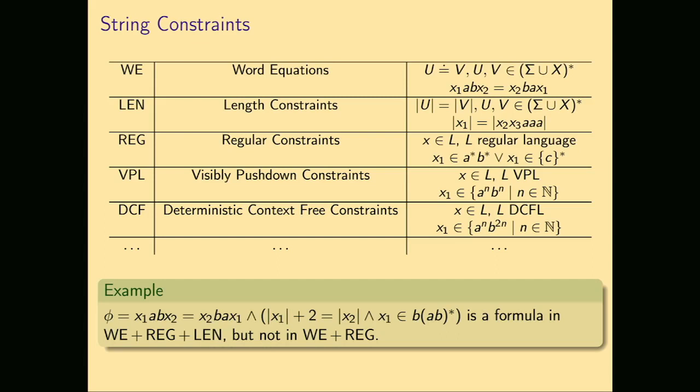For instance, here you have this formula. So here we have a word equation, x1 ab x2 equals x2 ba x1, where the variables are x1 and x2. And then we have here some length constraints: the length of x1 plus 2 equals the length of x2. And here you have a regular membership constraint, which just says that when we replace x1 using a substitution, we can only substitute x1 with a string from this regular language. Obviously, we use word equations, regular constraints, and length constraints. Therefore, this formula is in WE plus reg plus len, but it's not in WE plus reg due to the occurrence of this length constraint.